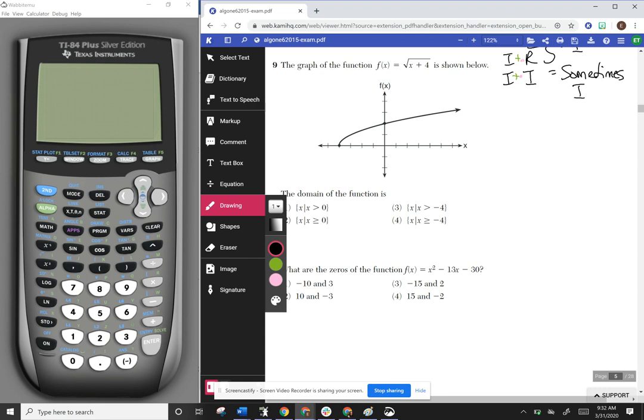Okay, question 9. The graph of the function f of x equals the square root of x plus 4 is shown below. All right, let's jump into our graphing calculator for this. So we put y equals, and we're going to put the square root in. Second x squared brings up the square root sign, x plus 4. And let's look at the graph to make sure that that is correct. So it is. And now let's go into our table.